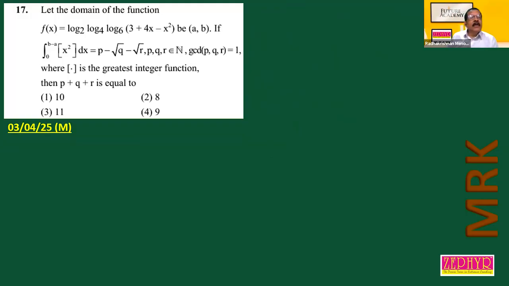Again, first of all, we have to find out the domain of the function. From that, you will be able to find out the values of a and b. So, how can you find out the domain? f(x) is equal to log to the base 2 of log to the base 4 of log to the base 6 of 3 plus 4x minus x squared.